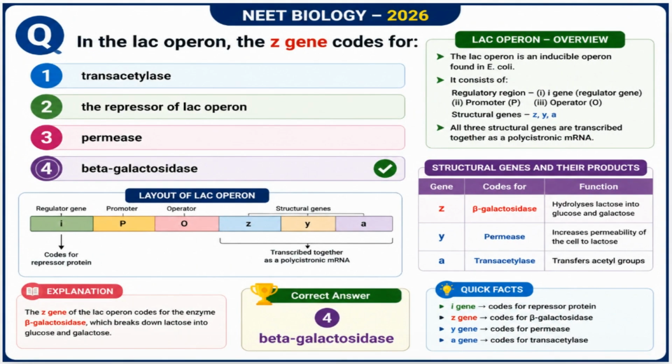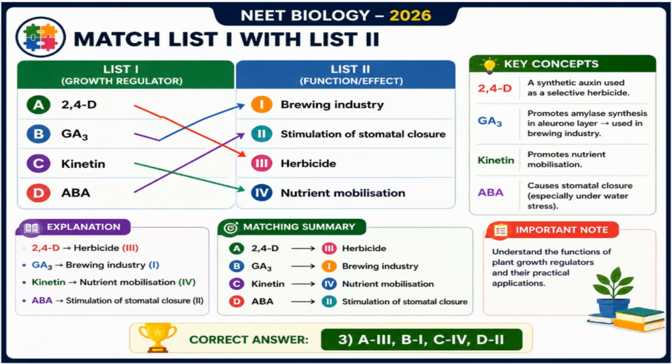In the lac operon, the Z gene codes for the enzyme beta-galactosidase. This enzyme hydrolyzes lactose into glucose and galactose. The Y gene codes for permease, and the A gene codes for transacetylase.